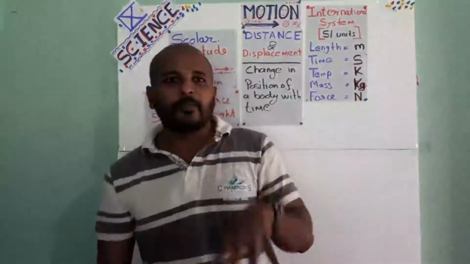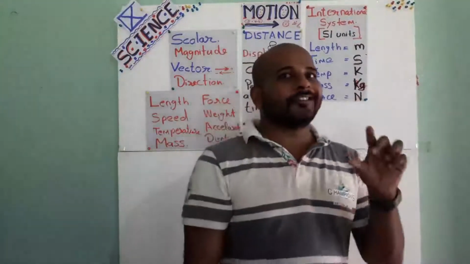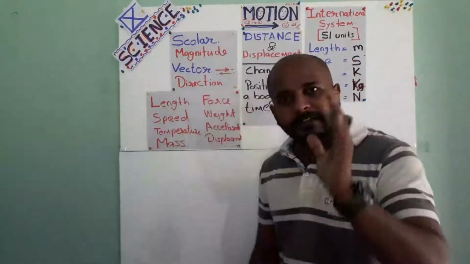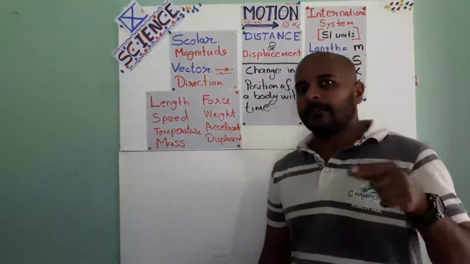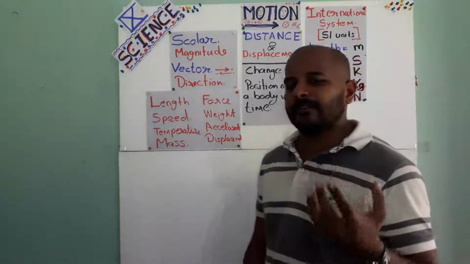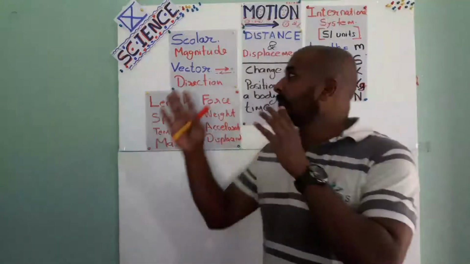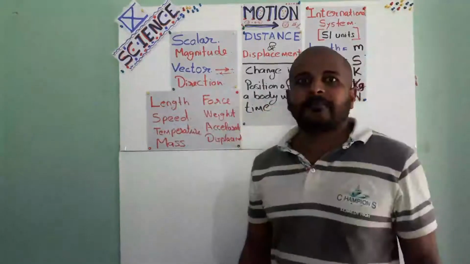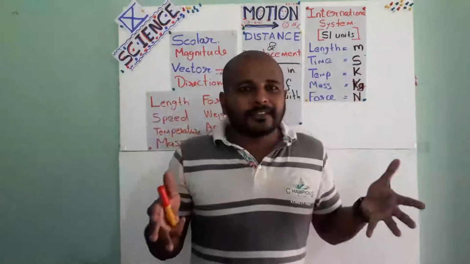Before moving to this motion, we need to understand some things. Okay, some things you must understand. That is also the basics of physics. That is not in the chapter, but you must understand it. We want to go with scalar and vector. Scalar and vector.